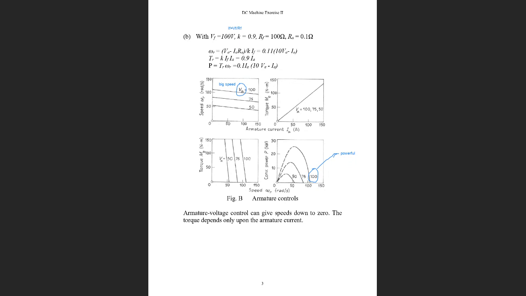So VA and the field voltage VF can achieve various motor speed, torque, and power control.